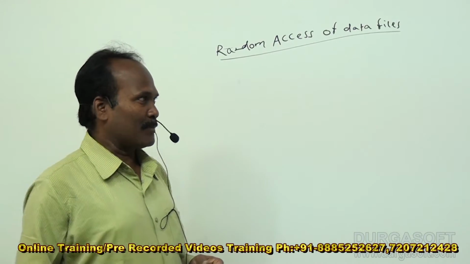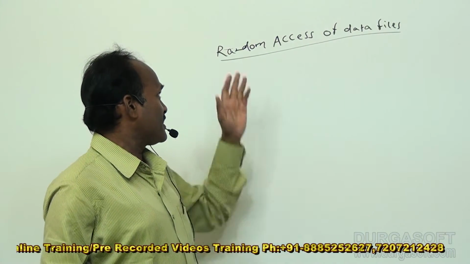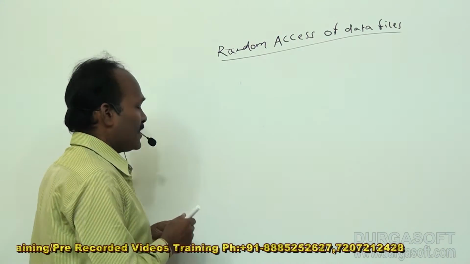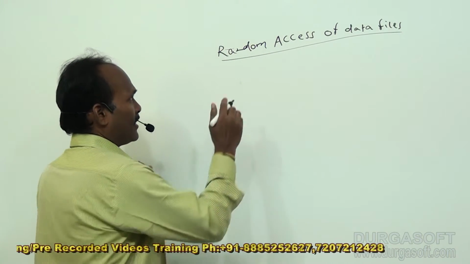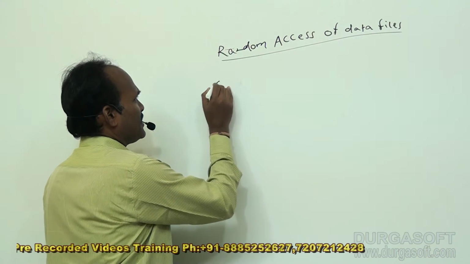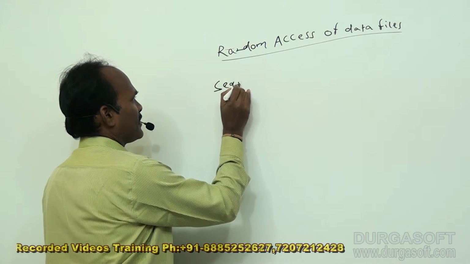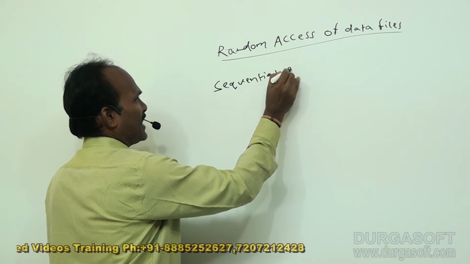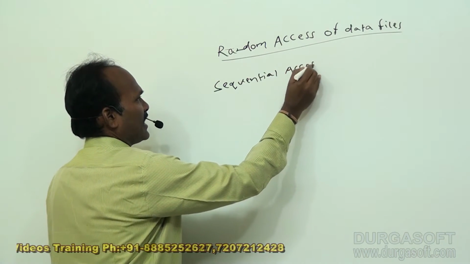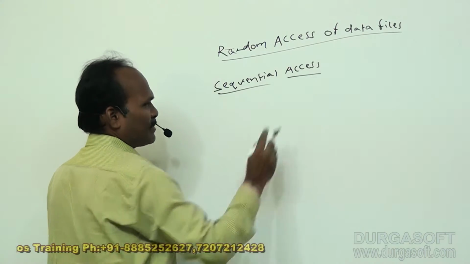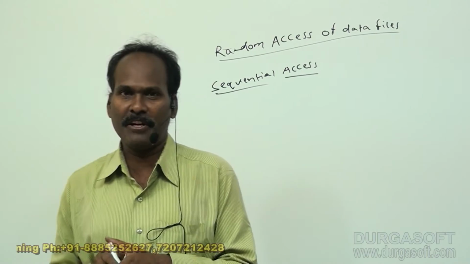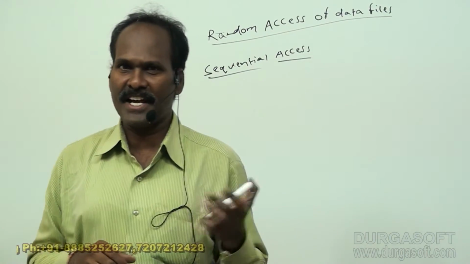Okay, the next topic in the file input output operations is random access of data files. Up to this point, the accessing of data is called sequential access. So what is meant by sequential access? Access means getting required information. Getting required information in a data file is called accessing.